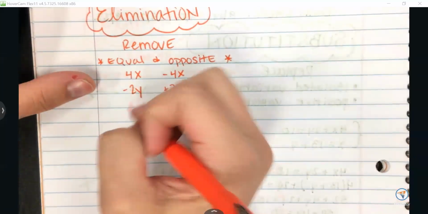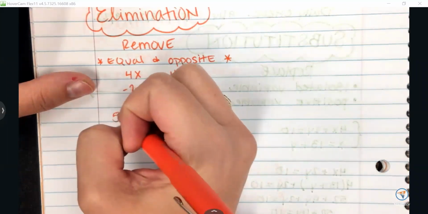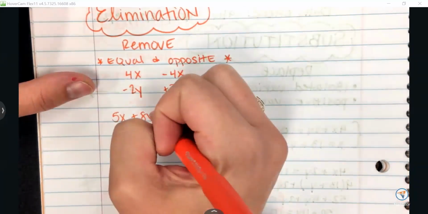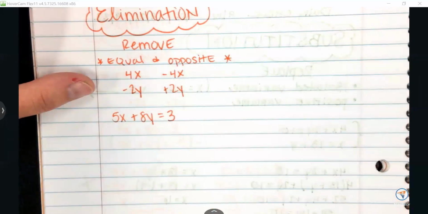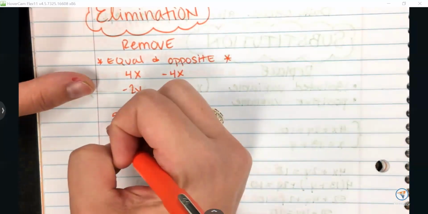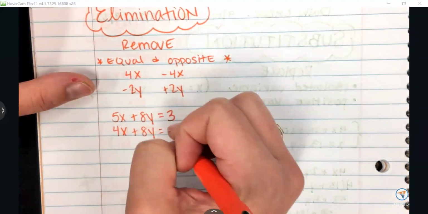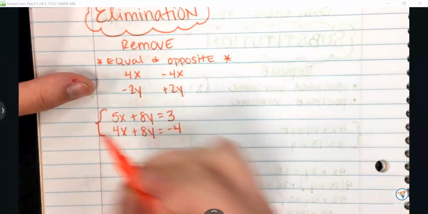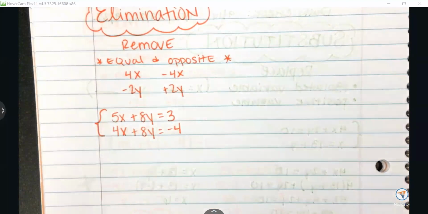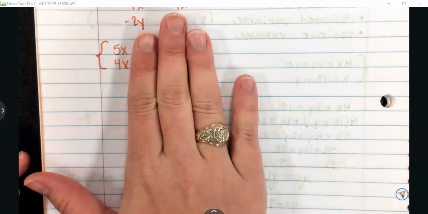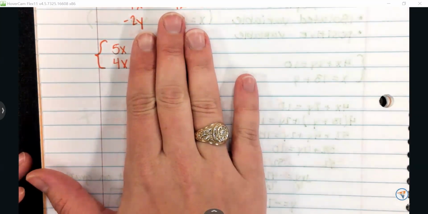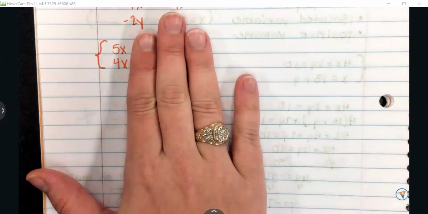So our first problem will say 5x plus 8y equals 3. Our second problem will say 4x plus 8y equals -4. This is my system. I have 2 equations, okay? So let's start with my x's. Let's just look. Are those x's anywhere close to being equal? No, they're far away because they're not even in the same multiplication area, okay?